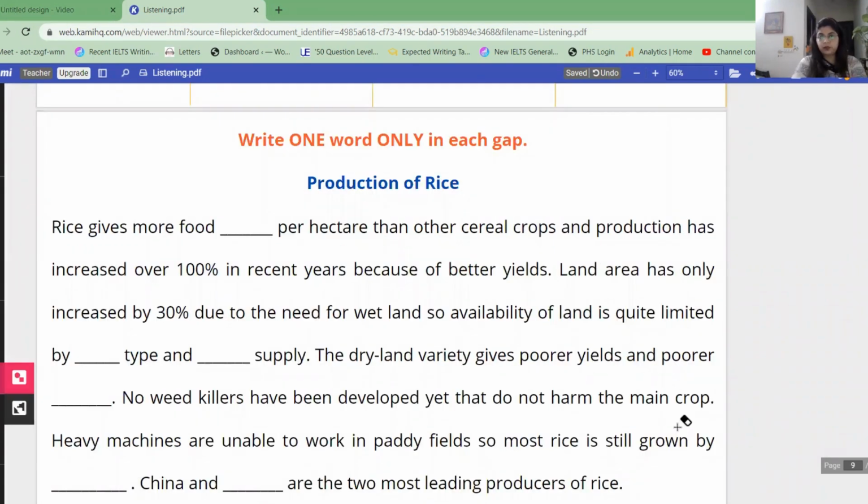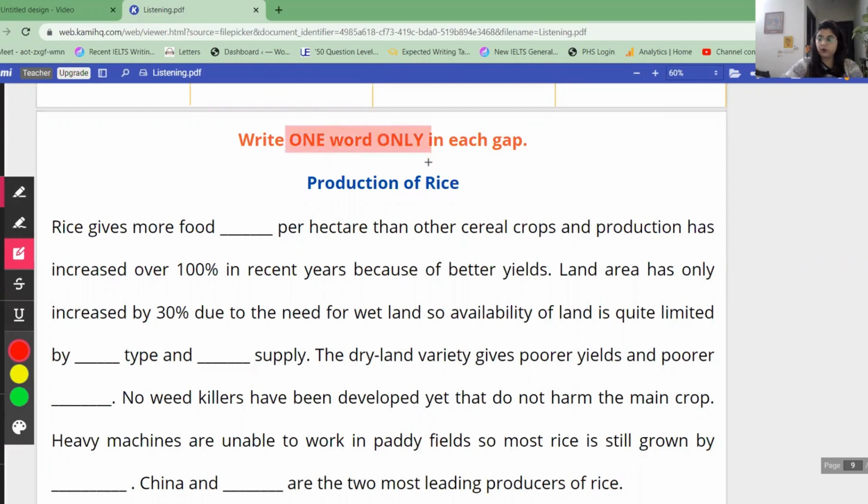Let us start with another type of sentence completion, and these are summary completion. This extract I have taken from your listening section 4. So first of all, what we are going to do is we are going to read the instructions. What the instructions are saying, write one word only. Okay. So whatever will be the answers, there will be one word, not any number or more than one word. Now what they are going to talk about? They are going to talk about production of rice. Okay, great. So we need to hear about the production of rice.